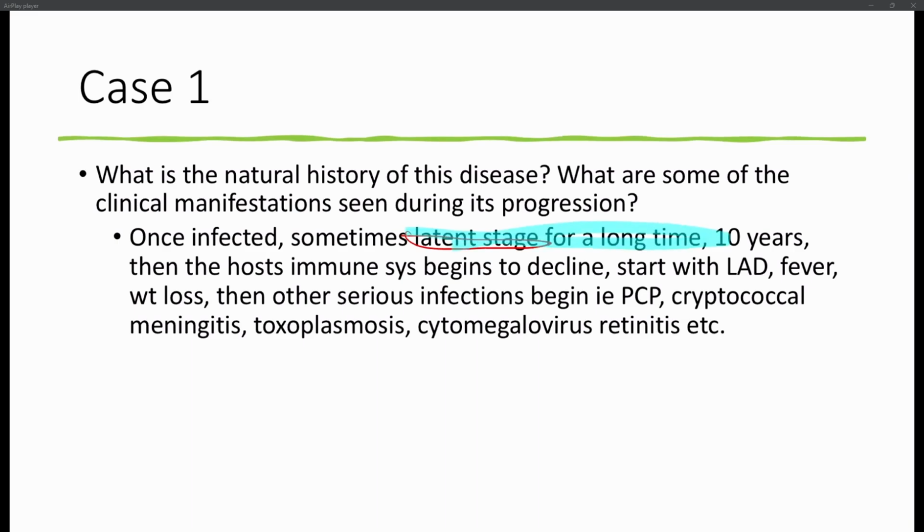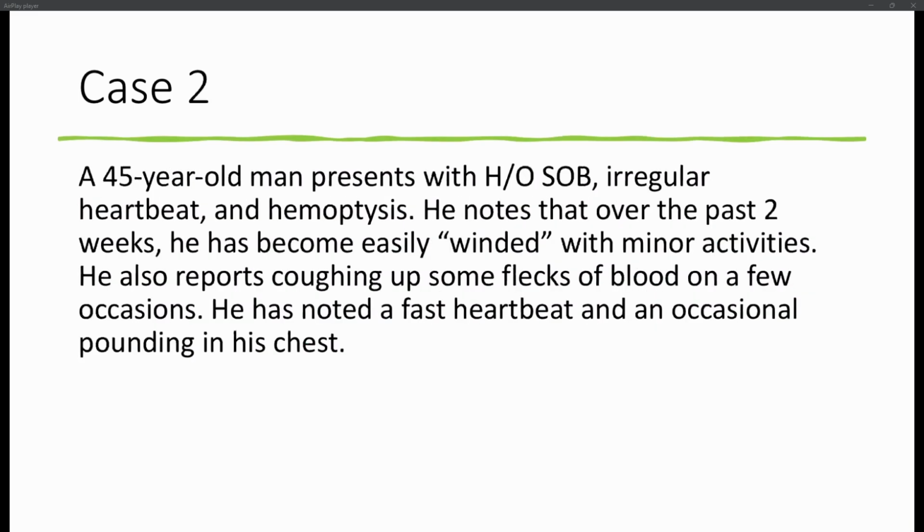Okay, so remember with the natural history of this disease, there's a long latent stage. They can live with it for 10 years. And then when the host immune system declines to a level where opportunistic infections can take hold, CD4 counts drop to a certain level, then you become full-blown AIDS, acquired immunodeficiency syndrome. Then other infections, cryptococcal meningitis, toxoplasmosis, CMV, and so on start popping up, because a normal immune system can handle those things easily. With a weakened immune system, they can't.